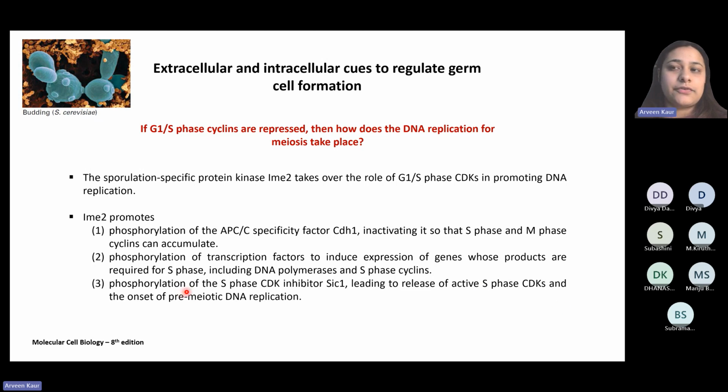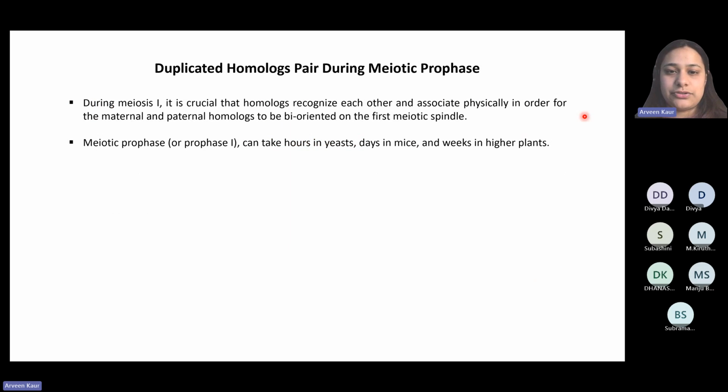Because some kinds of phosphorylations are activating, some are inactivating or inhibiting. So this one is an inhibiting phosphorylation, wherein since this inhibitor is phosphorylated, now active S-phase CDKs can actually be released, right? And this can help in DNA replication.